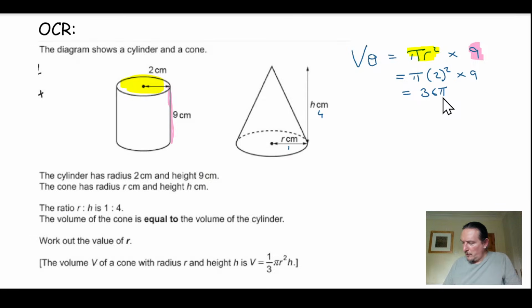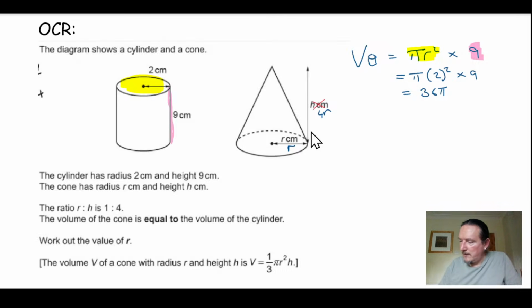So we know the ratio of the radius to the height is 1 to 4. That means if the radius of the cone is r, then the height is going to be 4r, isn't it? It's going to be 4 times as big. So I'm not going to use h. I'm going to replace it with 4r because I know that the height is 4 lots of the radius. So then I don't have so many variables. And remember, I'm trying to find what r is. So if I just sub those two things in for r and h, then that will make my life easier.